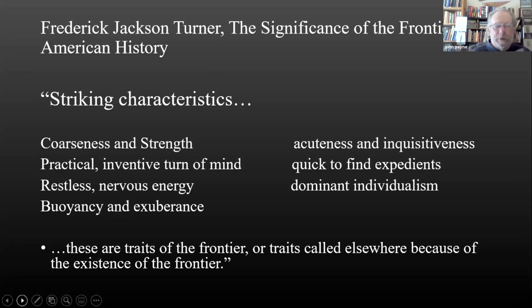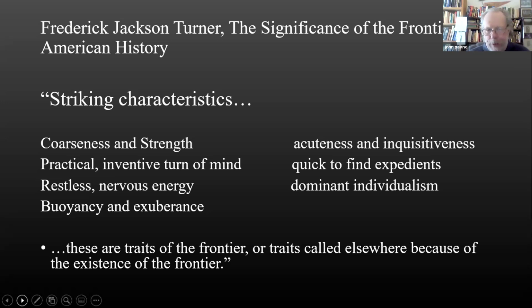For that, I turned to Frederick Jackson Turner in The Significance of the Frontier in American History, because he's writing of that time period that we are in. And he talks about what he calls the striking characteristics that went into taming the continent. And he names coarseness and strength, acuteness and inquisitiveness, restless, nervous energy, dominant individualism, buoyancy and exuberance, and these are all the things that went into taming the continent.